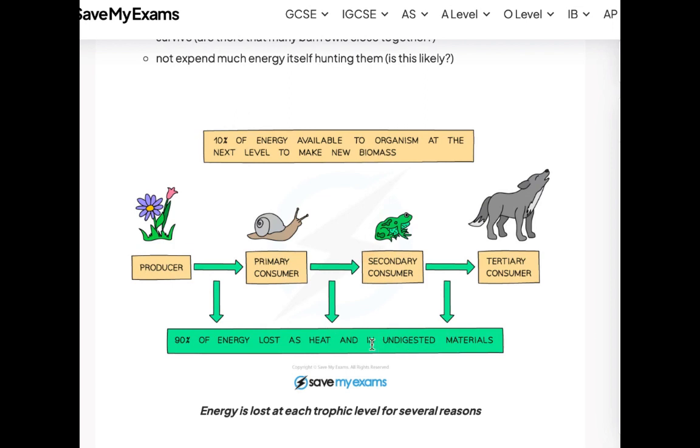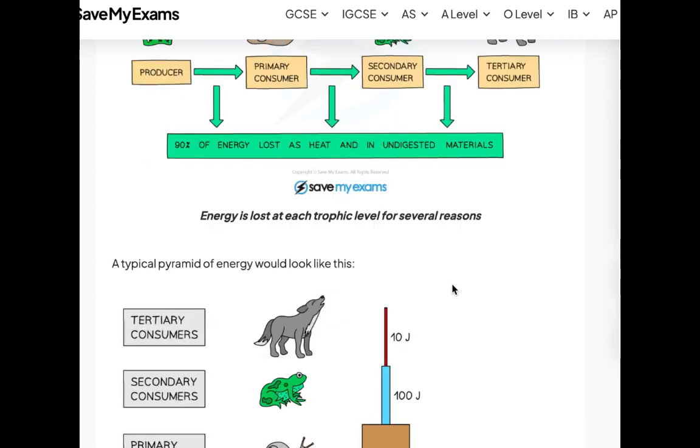90% of it will be lost, to heat and undigested material in the body of the organisms. Whatever is received in the primary consumer, only 10% will be transferred to the secondary consumer. The remaining 90% will be lost. Whatever is received in the frog, only 10% will be transferred to the tertiary consumer. So this representation of energy available from one trophic level to another is called the biomass of energy.